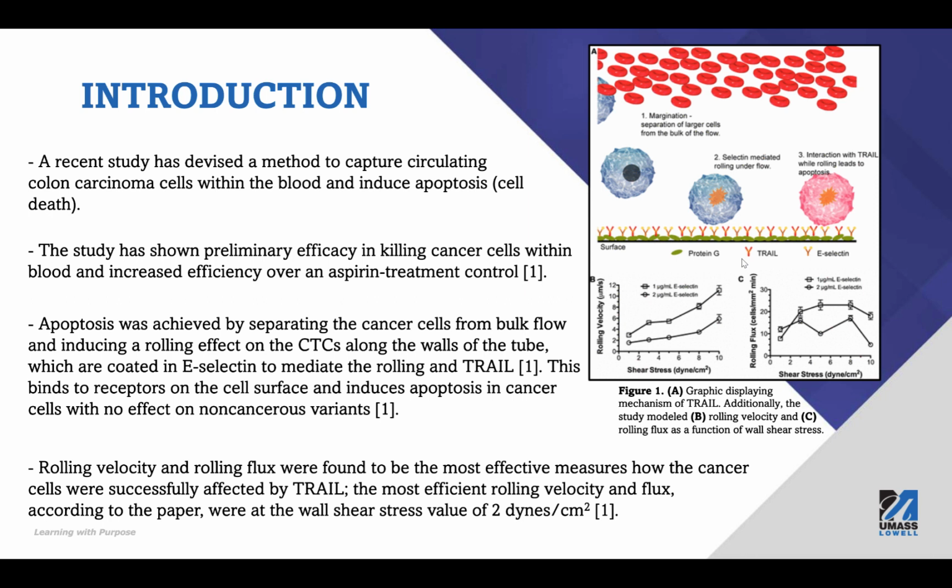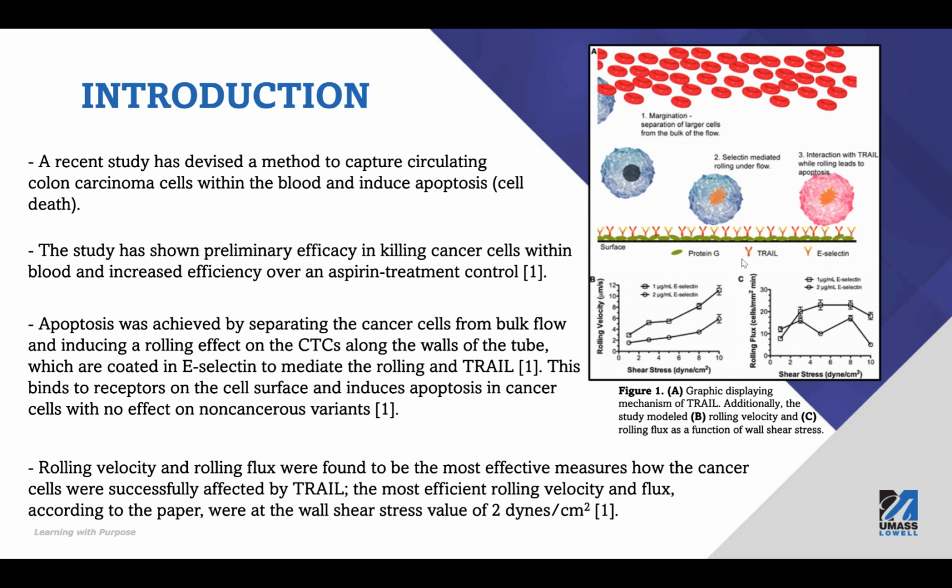So the primary concepts in transport phenomena that were of interest to us are in Figure 1b and 1c. Now, these are the rolling velocity and the rolling flux as functions of wall shear stress. The rolling velocity and the rolling flux in this study were found to be the most effective measures of how the cancer cells were successfully affected by TRAIL.